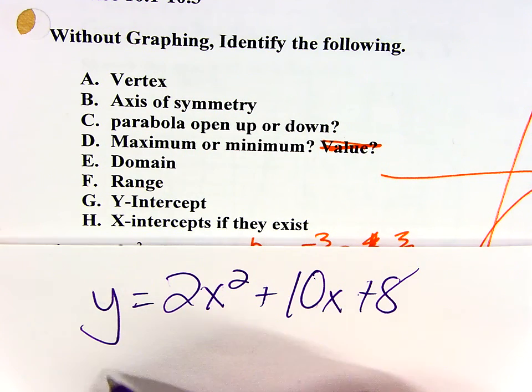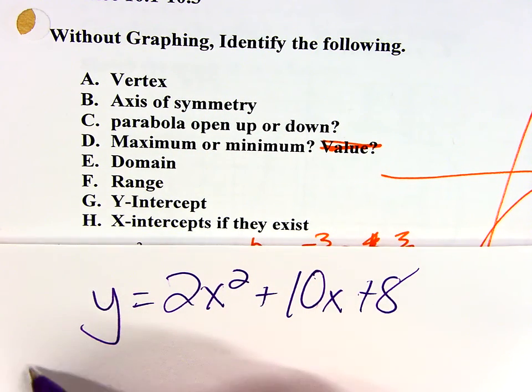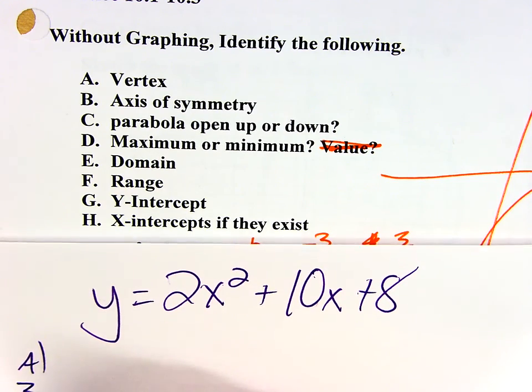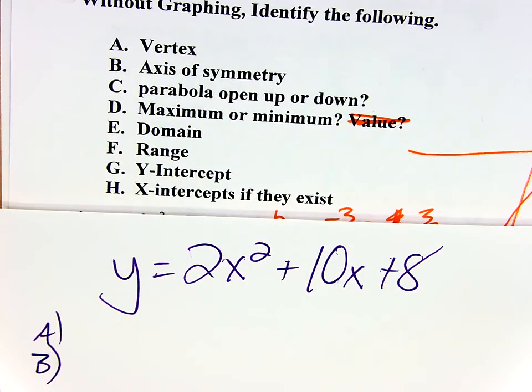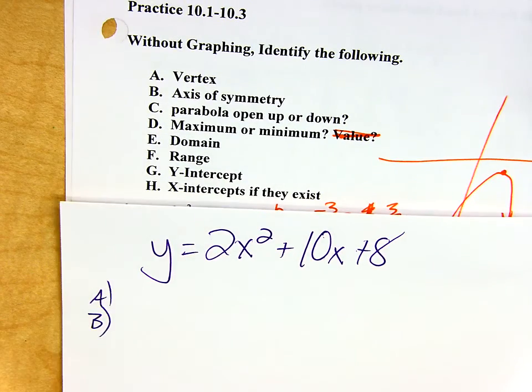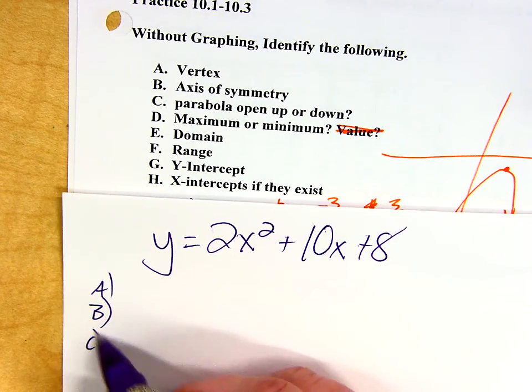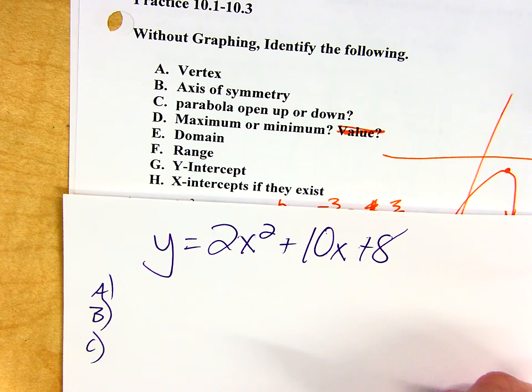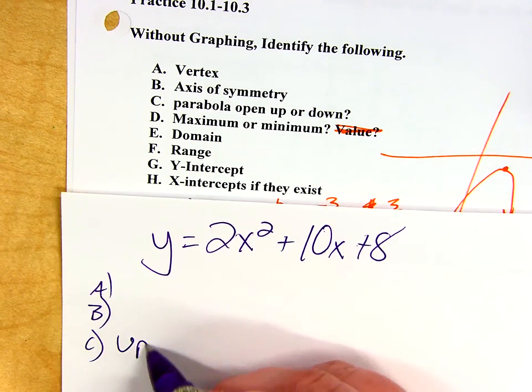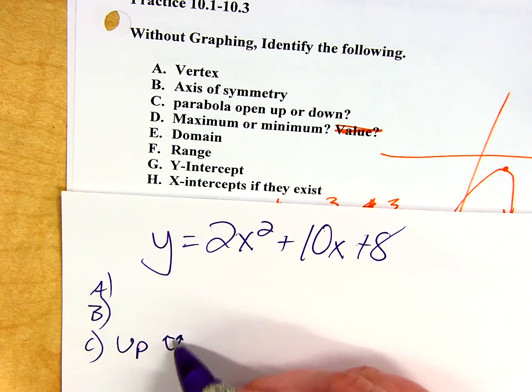So let's go ahead. A is my vertex. I don't know that yet. B is my axis of symmetry. I will know that once I find the vertex. C is the first one that I can do without really thinking about things. Is this going to be up or down? Up, because A is positive. Okay?